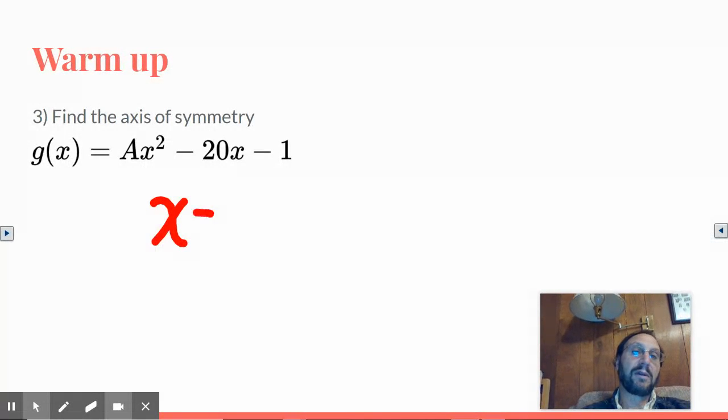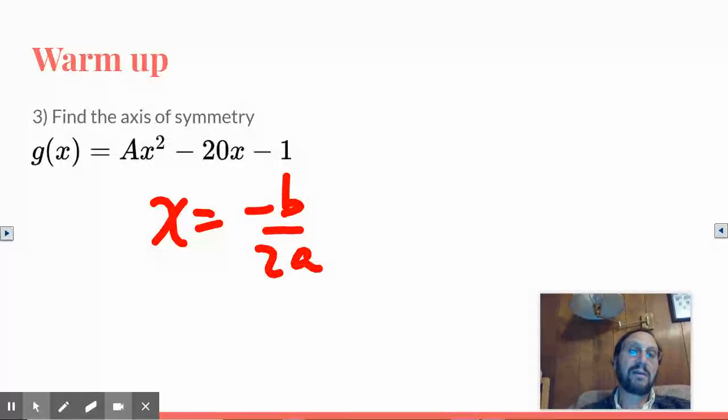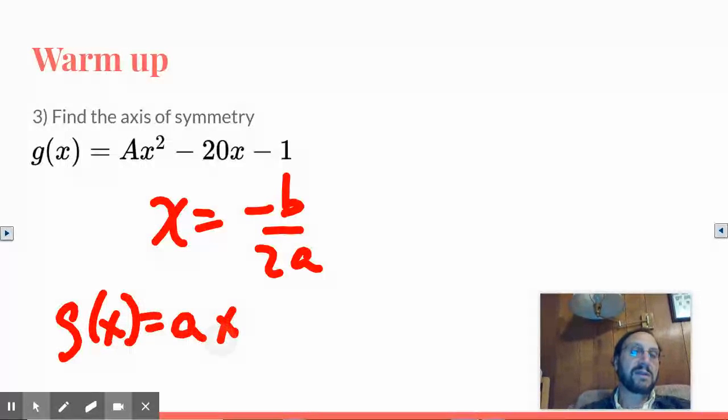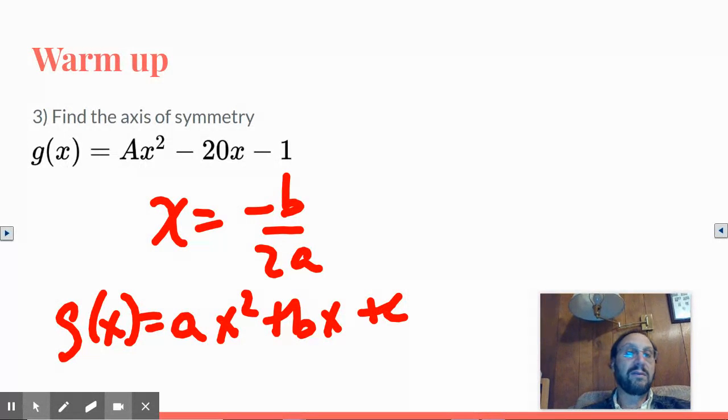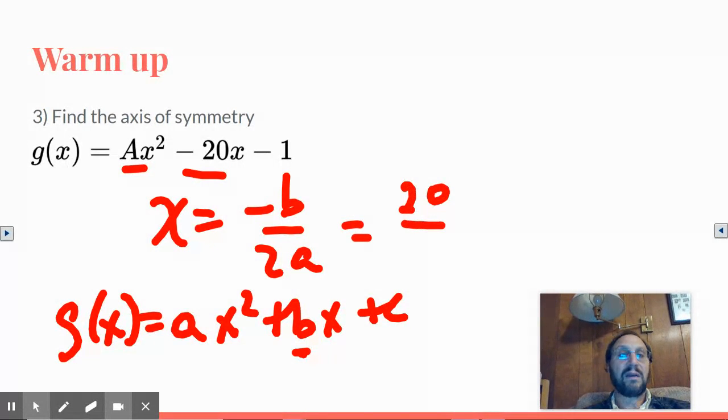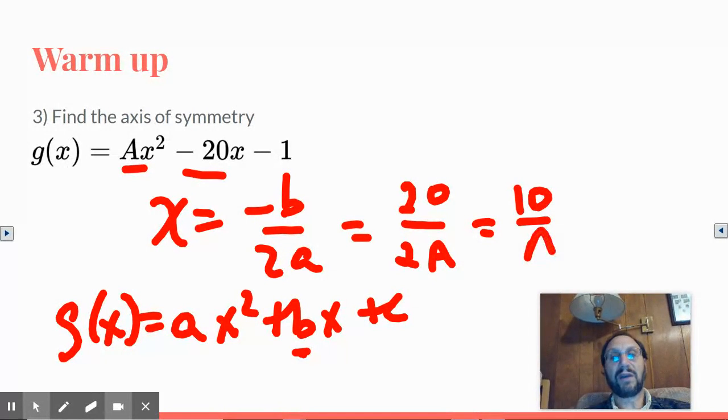This is in standard form, the opposite of b over 2a. And this problem here, that would work if we had the equation ax squared plus bx plus c. Well, the a value in this case is capital A. The b value is -20 plus a -20, correct? So for our problem here, the opposite of b would be +20. 2 times a, because that's the formula, would be 2 times capital A. 20 divided by 2 is 10 over a. So we have our final answer like that.